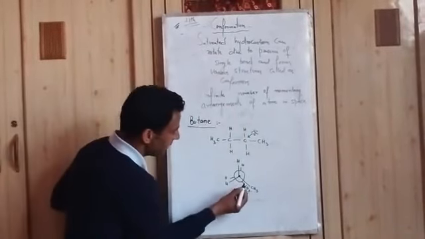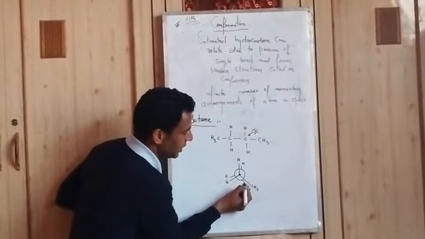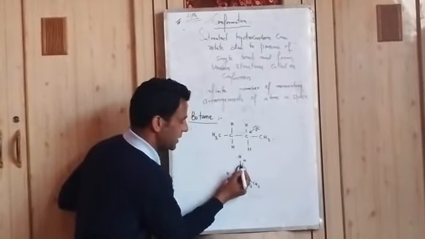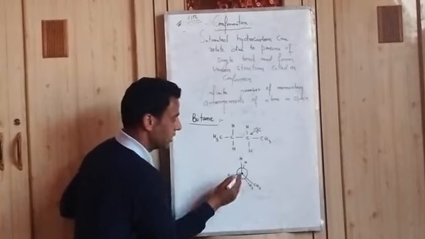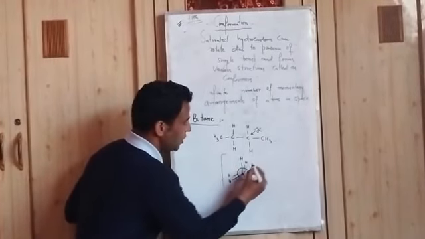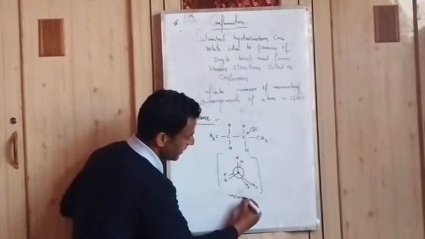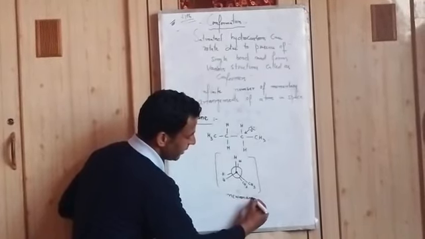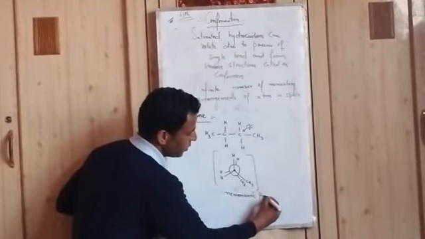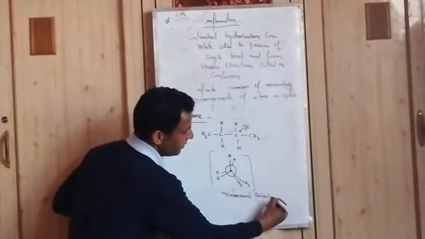So I represent it like this. This methyl group is behind this methyl group, and this hydrogen is behind this hydrogen. This hydrogen is behind this hydrogen. This formula is called Newman's projection formula.